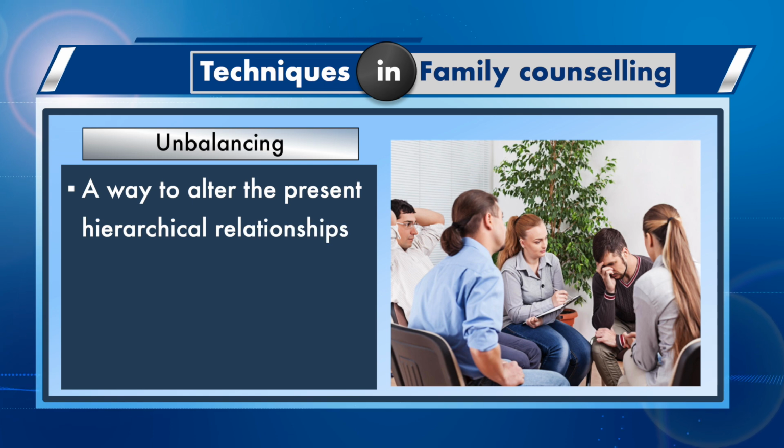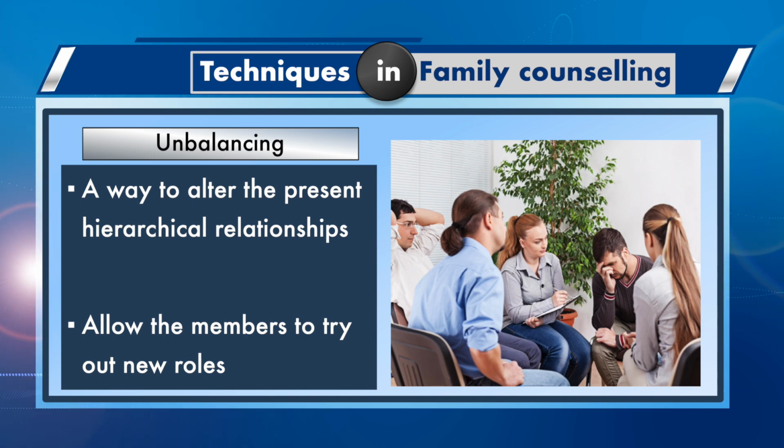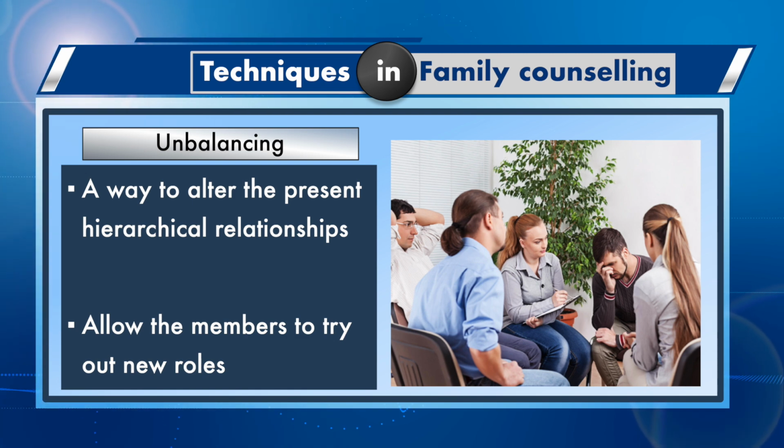Unbalancing is a way to alter the present hierarchical relationships in the family, which might be dysfunctional, and allow the members to try out new roles that they believed were not attainable. The goal here is to transform an ineffective structure into healthy family functioning.